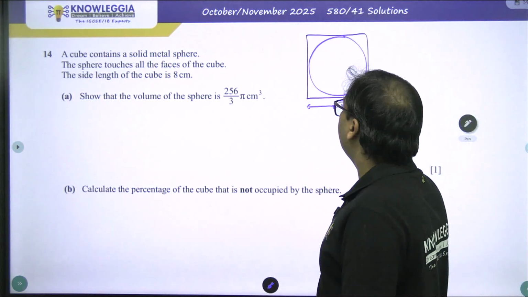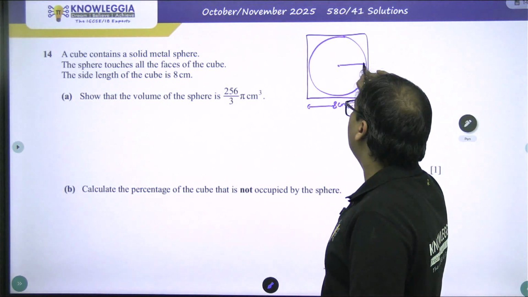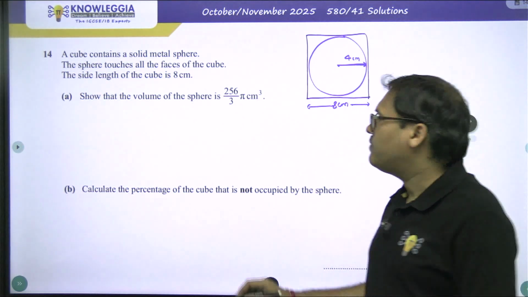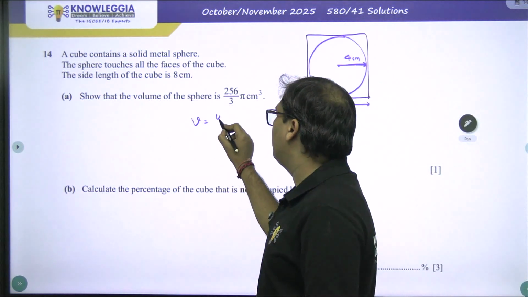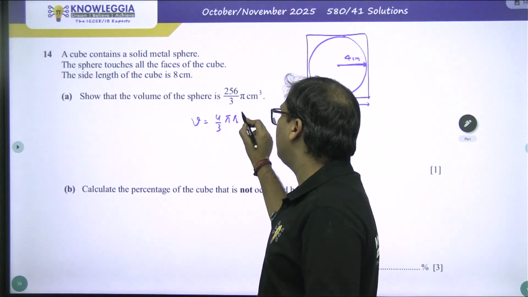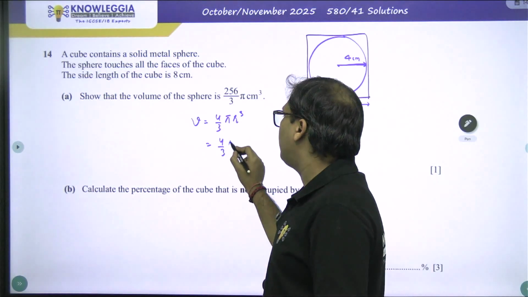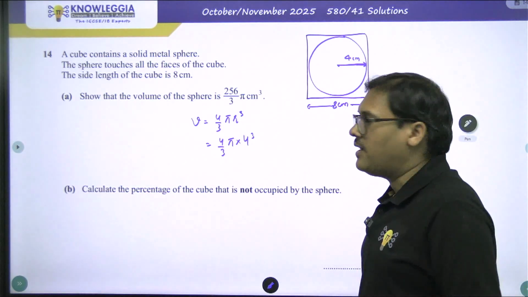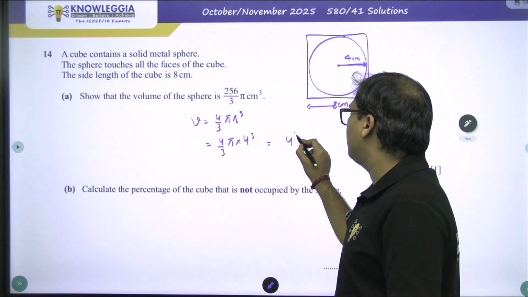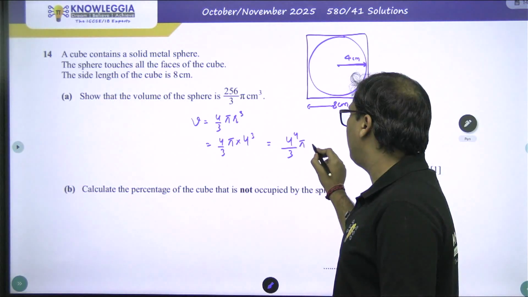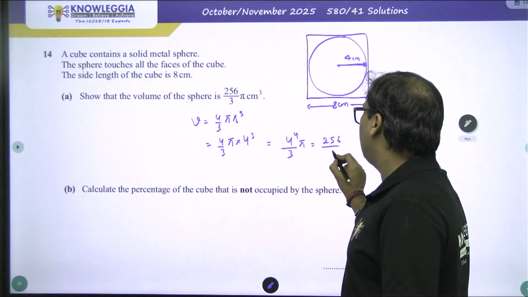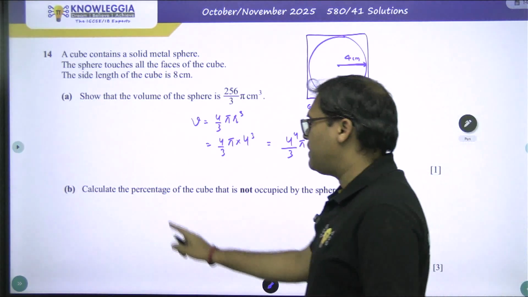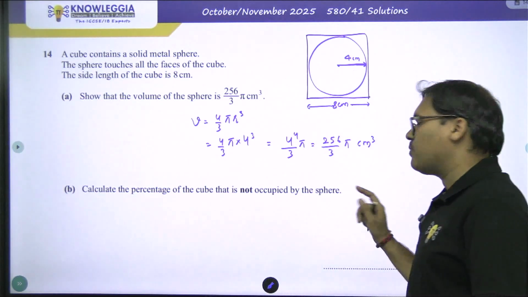So you can see the side length is 8, so what is the radius of this? Because this is touching all the sides, this will be 4 centimeter. And what is the volume of the sphere? You can check the formula. Volume is equal to 4 by 3 pi r cube. So this is 4 by 3 pi, and r cube is 4 cube. This is 4 raised to 4 upon 3, and 4 raised to 4 is 256, pi, centimeter cube. So this is an easy question. Calculate the percentage of the cube that is not occupied by the sphere.